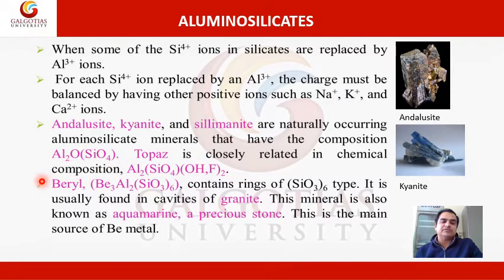Another important example of an aluminosilicate is beryl, which has the chemical formula Be3Al2(SiO3)6, which contains rings of SiO3 type, and it is usually found in the cavities of granite. This mineral is also known by other names such as aquamarine, which is referred to as a precious stone. And this is the main source of beryllium metal also.